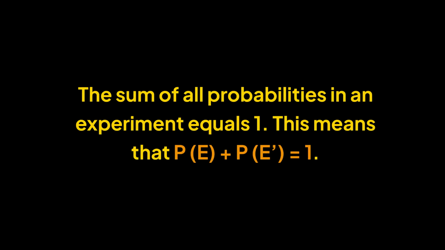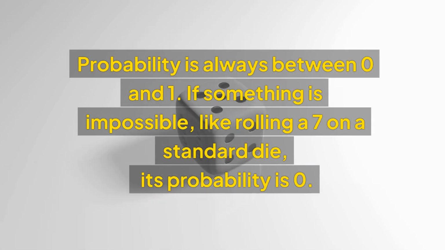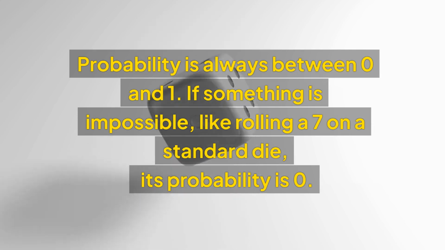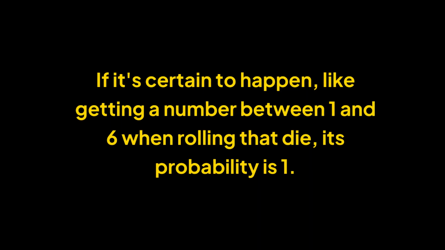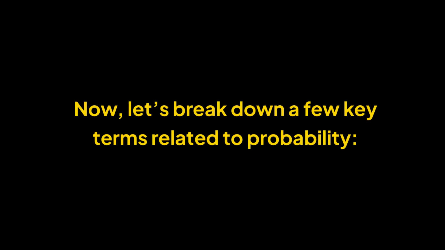The sum of all probabilities in an experiment equals 1. This means that P(E) plus P(E') equals 1. Probability is always between 0 and 1. If something is impossible, like rolling a 7 on a standard die, its probability is 0. If it's certain to happen, like getting a number between 1 and 6 when rolling that die, its probability is 1. Now, let's break down a few key terms related to probability.